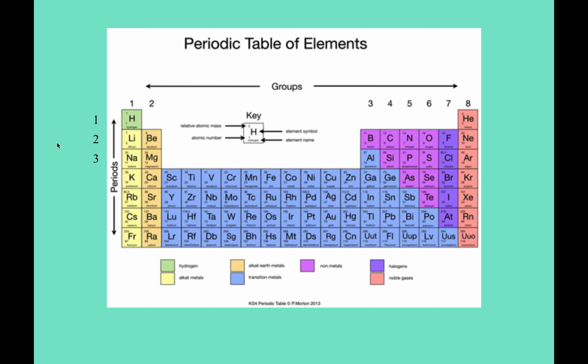Sodium, magnesium, etc., 3 shells. Potassium, calcium, 4 shells, and so on. These are the period numbers. So if I said to you, how many shells of electrons has barium got, you would say what period it's in. Period 6, so it's got 6 shells of electrons.